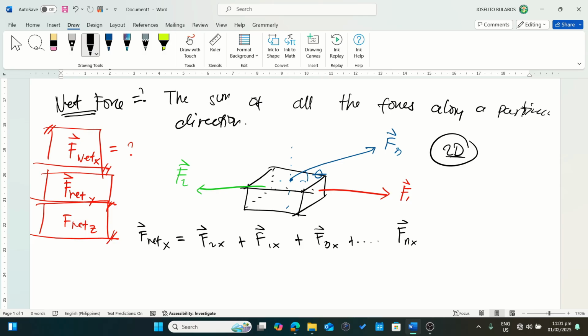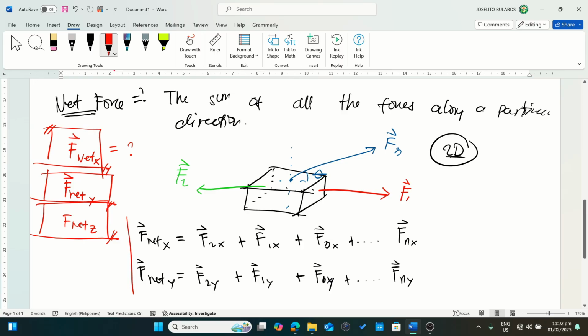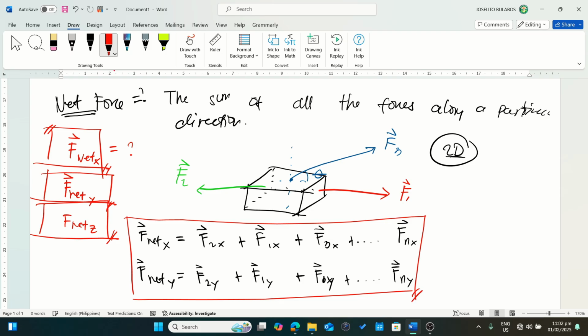For Fy, since this is in 2D, all I have to do is the same. F naught along y, I will have to get the force 2 along y direction. Same for F1 along y direction. Same for F3 along y direction, and so on and so forth. If we still have here another force, this is how we are going to solve the net force.